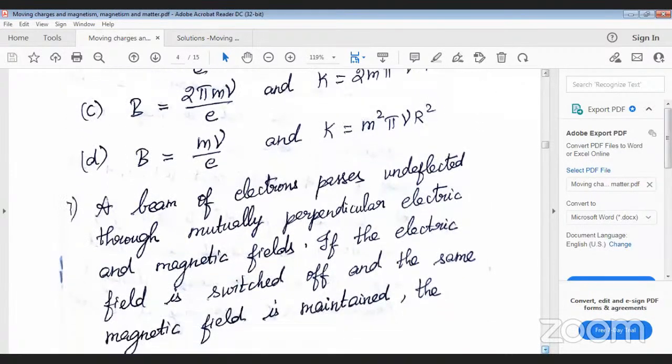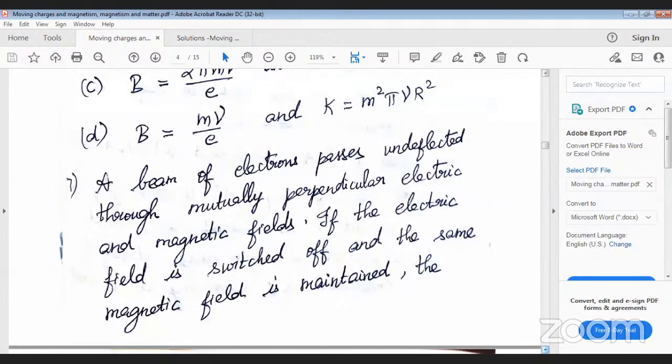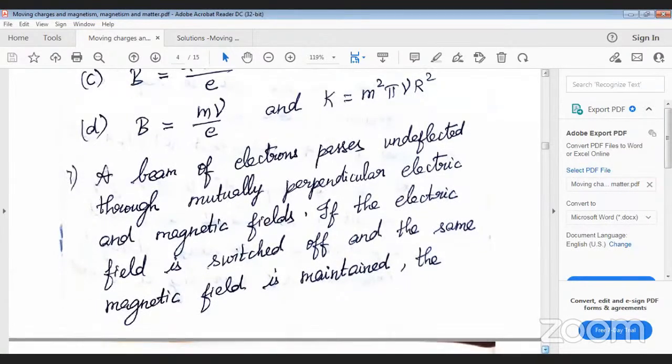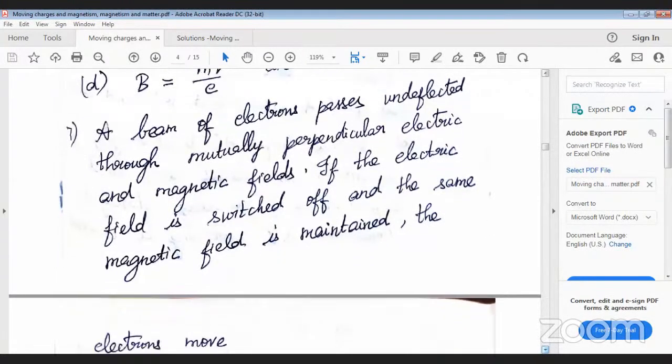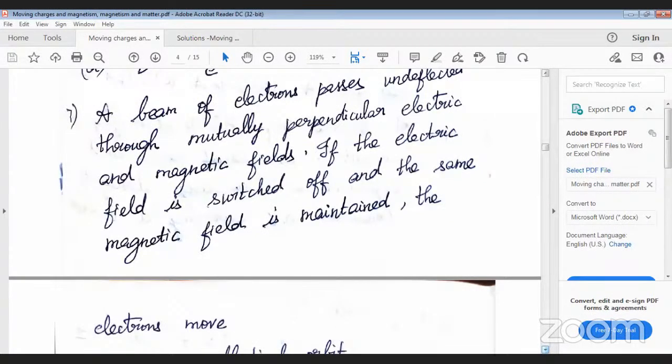The next question is: a beam of electrons passes undeflected through mutually perpendicular electric and magnetic fields. If the electric field is switched off and the same magnetic field is maintained, the electrons move. Actually, what they are telling us is that you have electric and magnetic fields mutually perpendicular. When you pass electrons through this, it passes undeflected. That means the net effect of the electric and magnetic fields on the electron is 0. That's why it is passing undeflected.